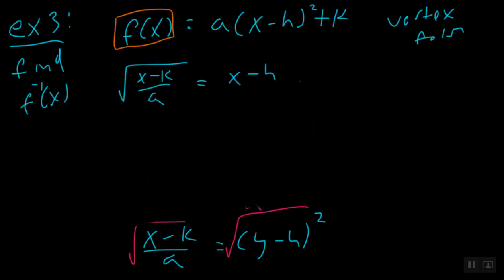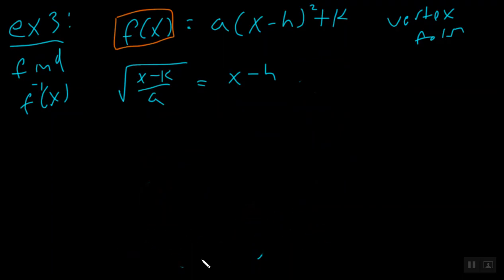Okay, so you'll see what we did at the very bottom. We took the square root of both sides, and now, oh, my apologies, that should be a y right there. And now we have y minus h. Well, how do you get rid of the minus h that was inside the parentheses? Well, of course, we're going to add h to both sides.